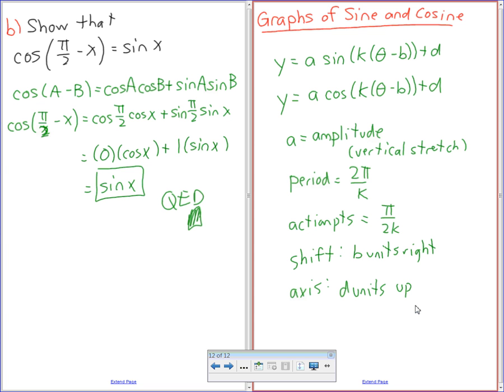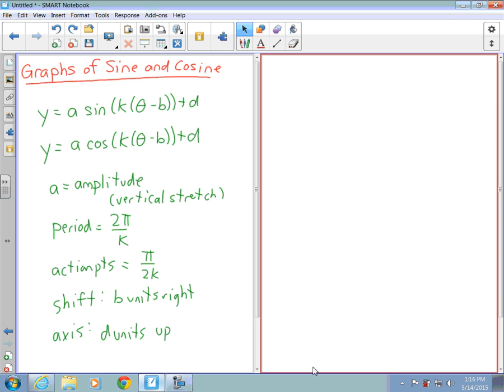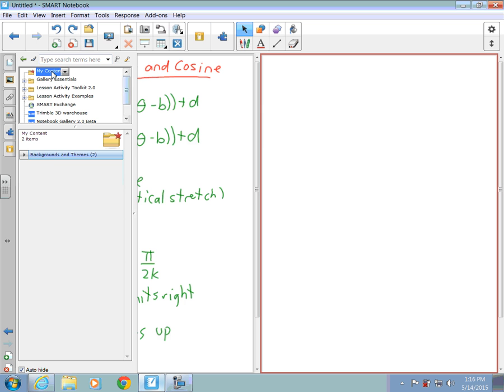Okay, here we go. So let's get a quick graph. So I'm going to quickly graph sine theta and cosine theta. If you have graph paper, this might be good to do on. We will be doing one day of graphing in this unit.